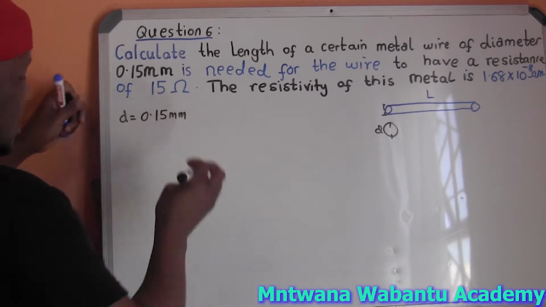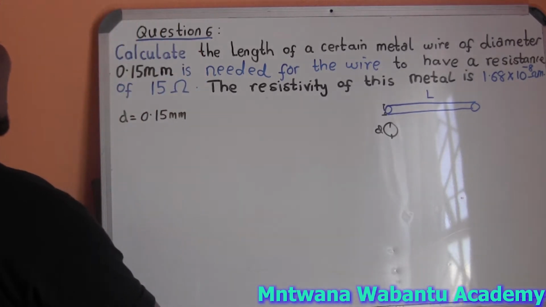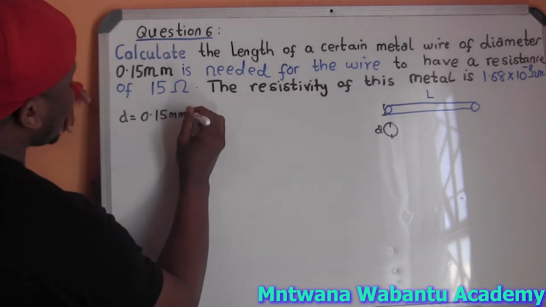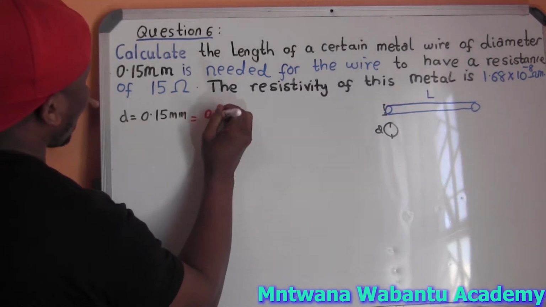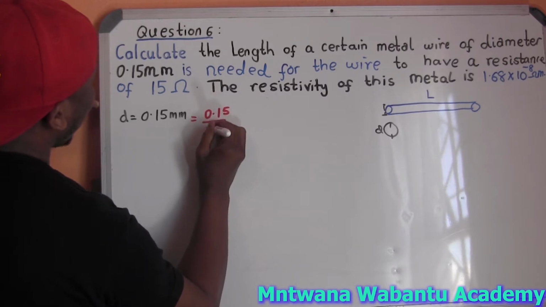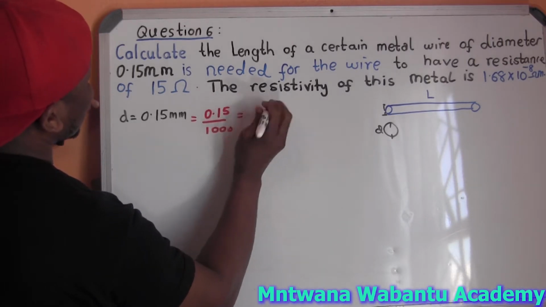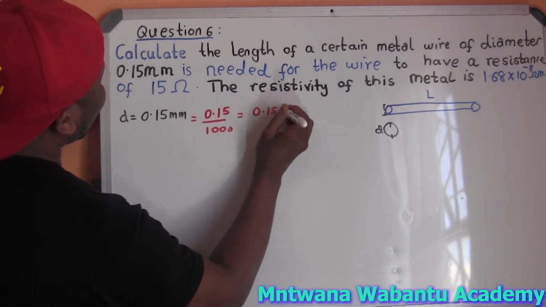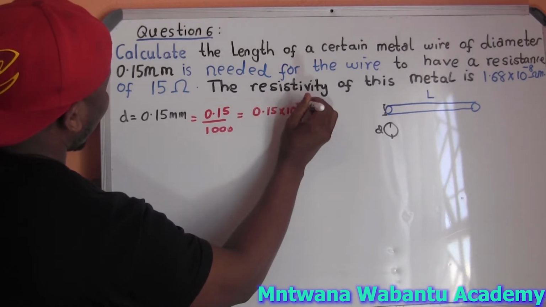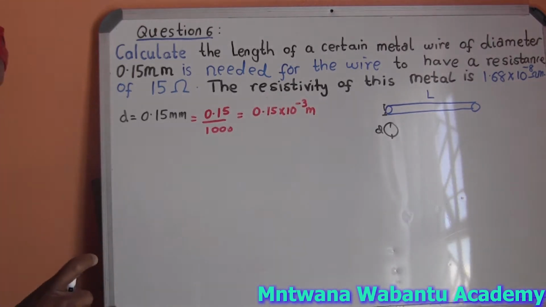0.15 millimeter. This diameter, we have to change to meter. If you change to meter, you say 0.15 and then divide by 1000. So this is the same as 0.15 times 10 power negative 3 meter. So that's the diameter in terms of meter.